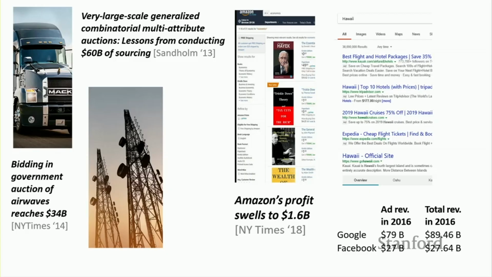But in 2016, Google had $79 billion in ad revenue. Total revenue was 89.6, so definitely the vast majority of their revenue was tied to ads, and this technology is powered by auction processes and bidding processes and things like that. Facebook, similarly, I think, had ad revenue in 2016, and everything else was a rounding error compared to what was tied to ad revenue.